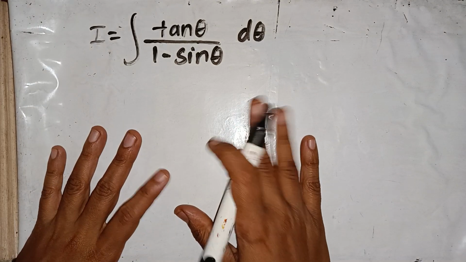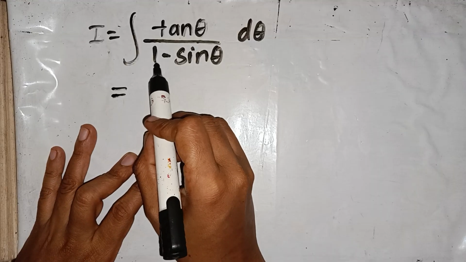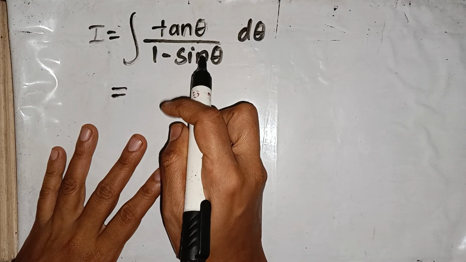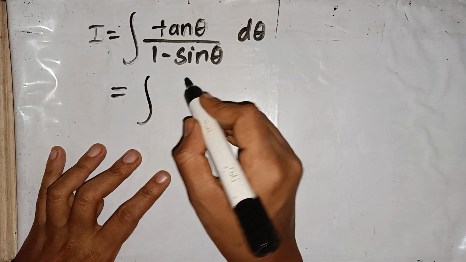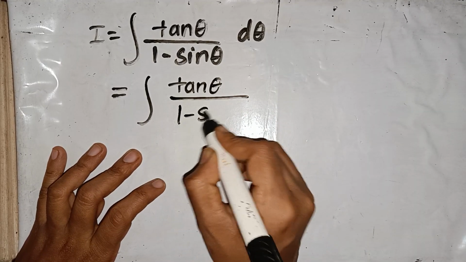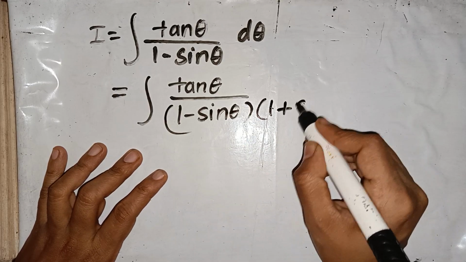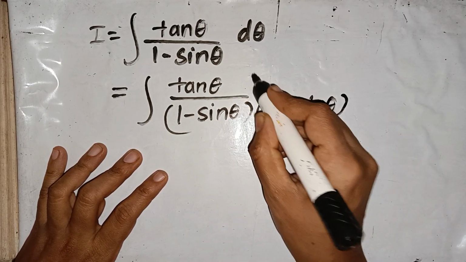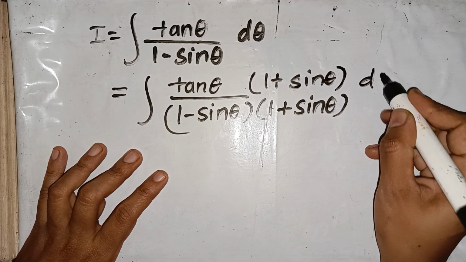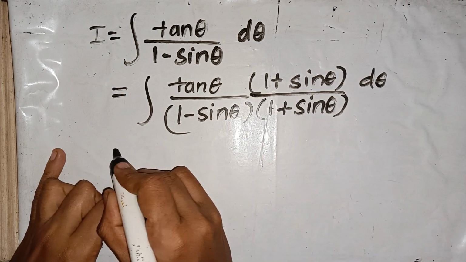Let's solve this integral. Okay, so here we can change this 1 minus sine theta, that is the denominator, we can convert to a single term. This we can do by the method which we use for rationalization, multiplying by the same but with a positive sign. Okay, multiplying numerator and denominator by 1 plus sine theta.